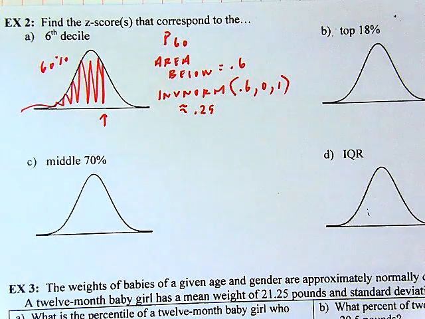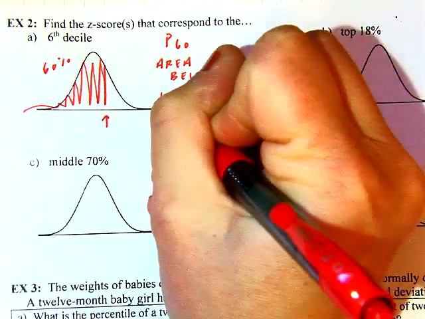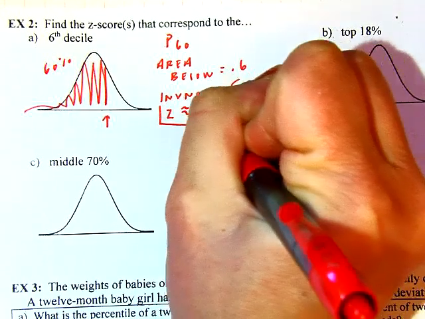Oh, I think I said that wrong. 0.2533. That is the z-score that goes with that proportion.